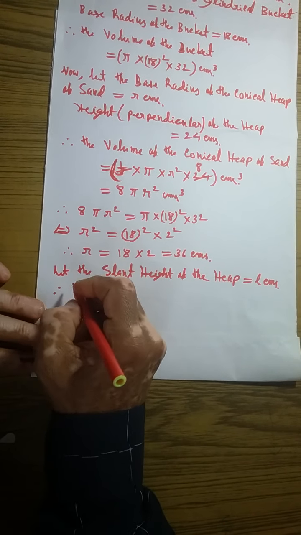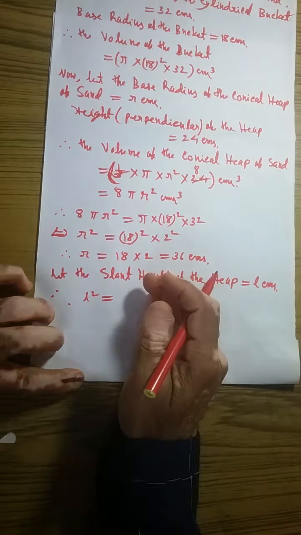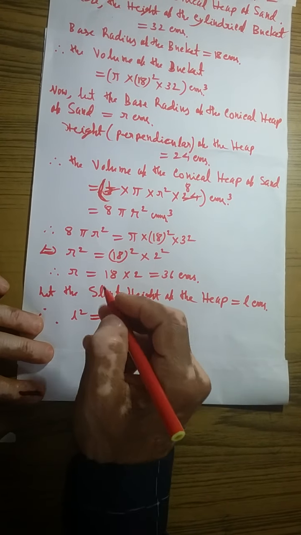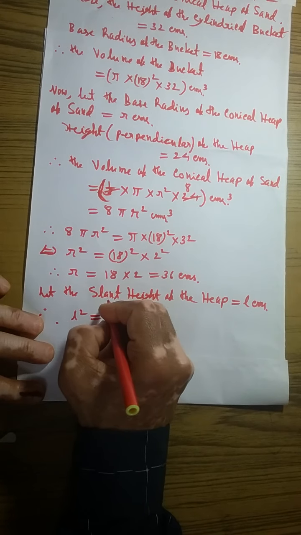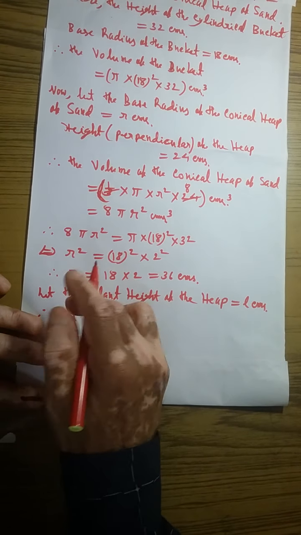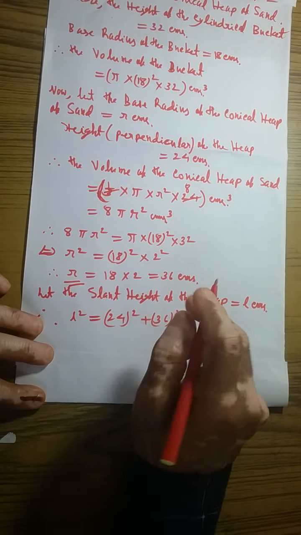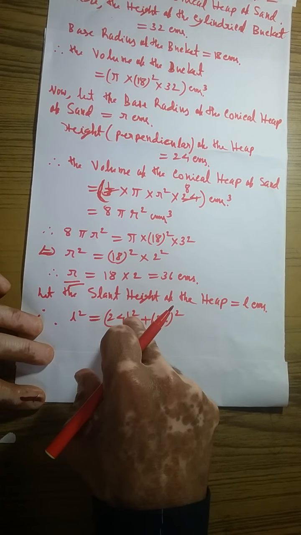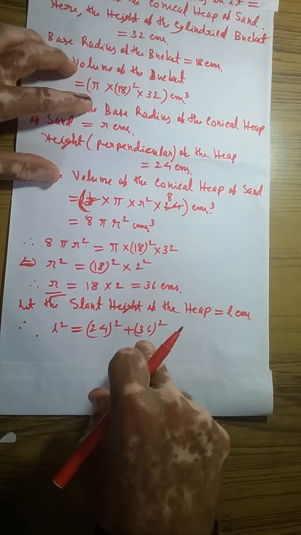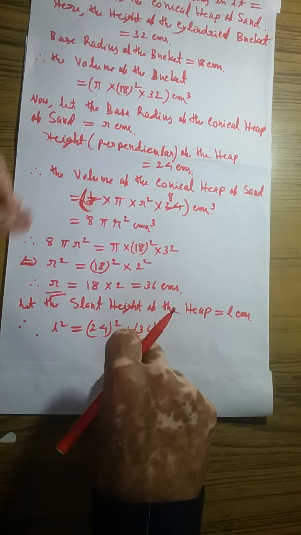Therefore L square, which is the hypotenuse of this right angle triangle, is equal to 24 whole square plus this one, the base radius, 36 whole square. 24 whole square has been written in place of the altitude of this right angle triangle, and 36 whole square has been written in place of the base of the right angle triangle.